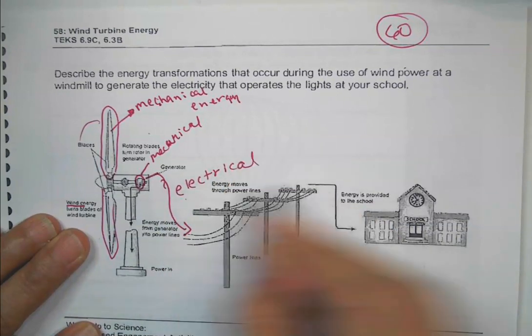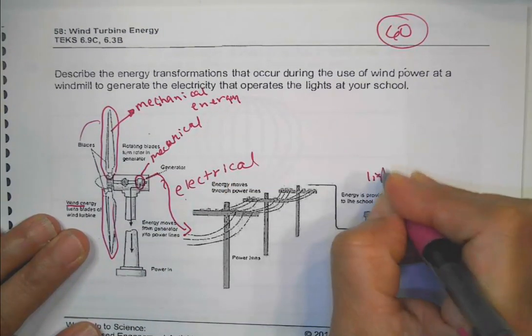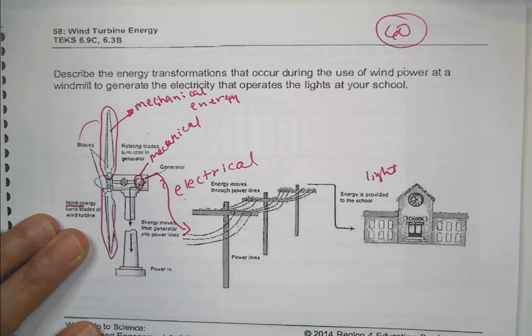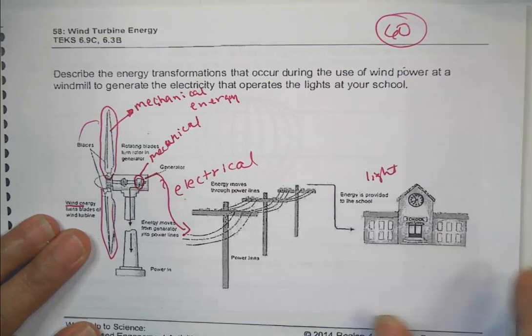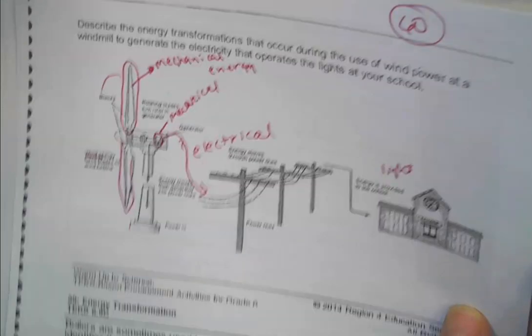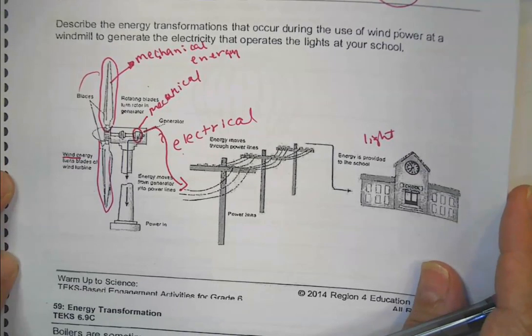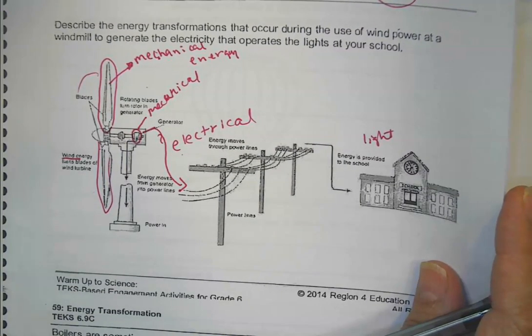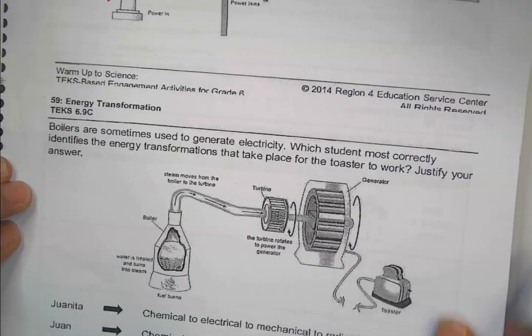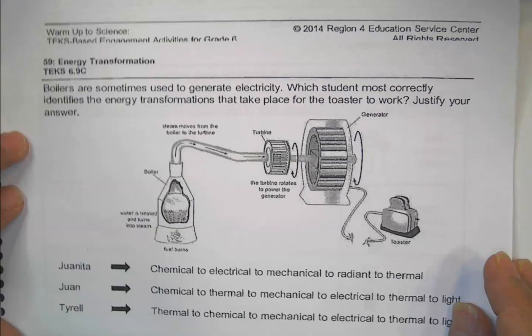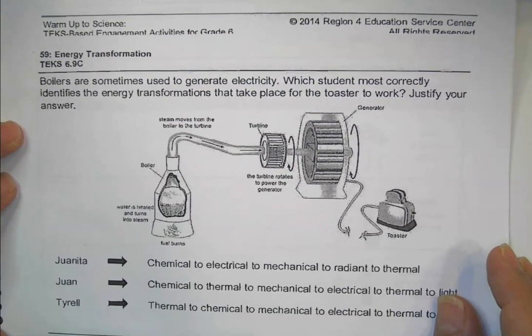And of course, once it makes it to school, we can say that we have that light that is going to help us see. If someone's using the microwave, then we say that it goes from electrical to the microwave, which are some type of waves from the electromagnetic spectrum. So we said electromagnetic radiation, depending on how it is that they're asking you that question. The same thing right here.